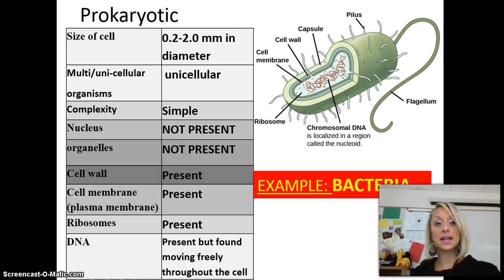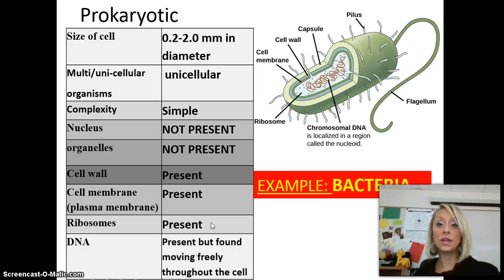A prokaryotic cell is very small in diameter. It's unicellular, which means the whole entire organism is made up of only one cell. It's a simple organism. A nucleus is not present. Organelles are not present. Usually a cell wall is present, as you can see here along the edges, there's a cell wall, and a cell membrane is usually present as well.